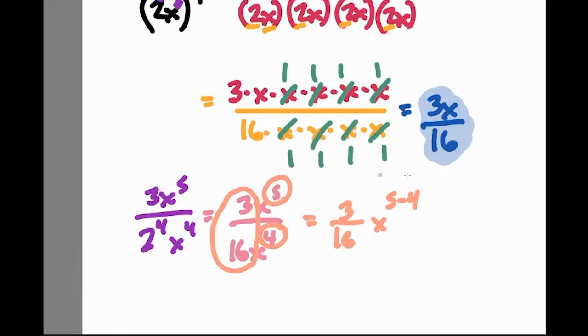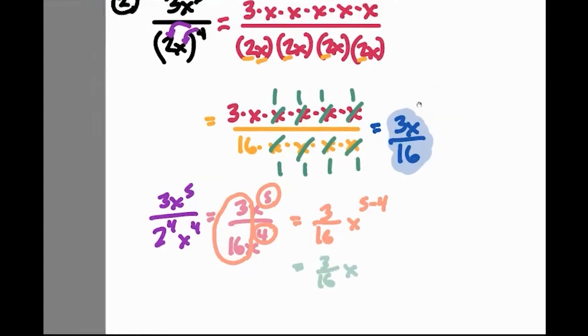And you end up with 3/16 x to the 1st, which you don't really need to write. But if you notice, it's the same answer as what we got the long way. You can use the shortcut way. In fact, you really should at this point because it's just going to save you a ton of time. But when in doubt, just write everything out and then cancel it.